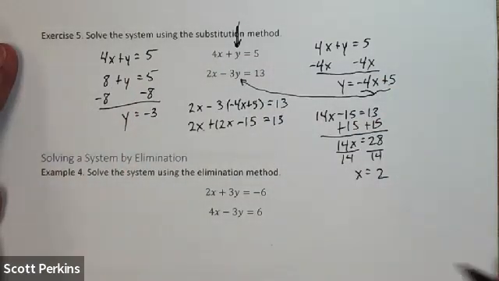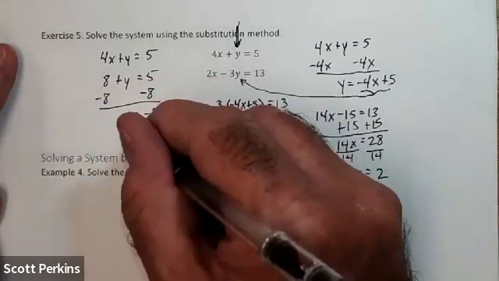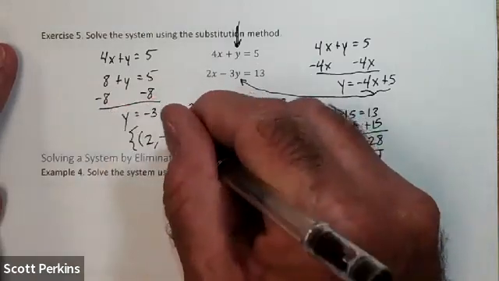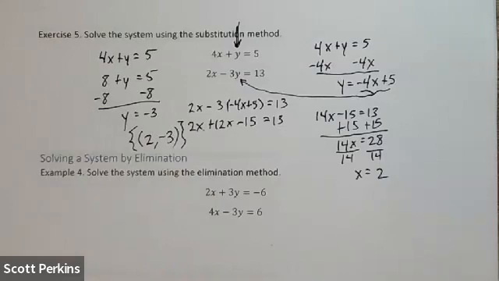That makes my ordered pair. The x value is 2. The y value is negative 3. I put some braces around it because it's a solution set. And there we go. We're done with the problem. Did anyone plug 2 into the bottom equation? Okay, well, if you did, you would have gotten y is negative 3. Okay, it will be the same point.